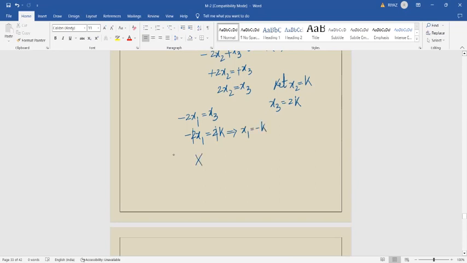Finally, the third vector x1, x2, x3 is equal to x1 is minus k, x2 is plus k, x3 is 2k, which is equal to k common, minus 1, plus 1, plus 2. So therefore, we got 3 eigenvectors for the corresponding 3 eigenvalues.